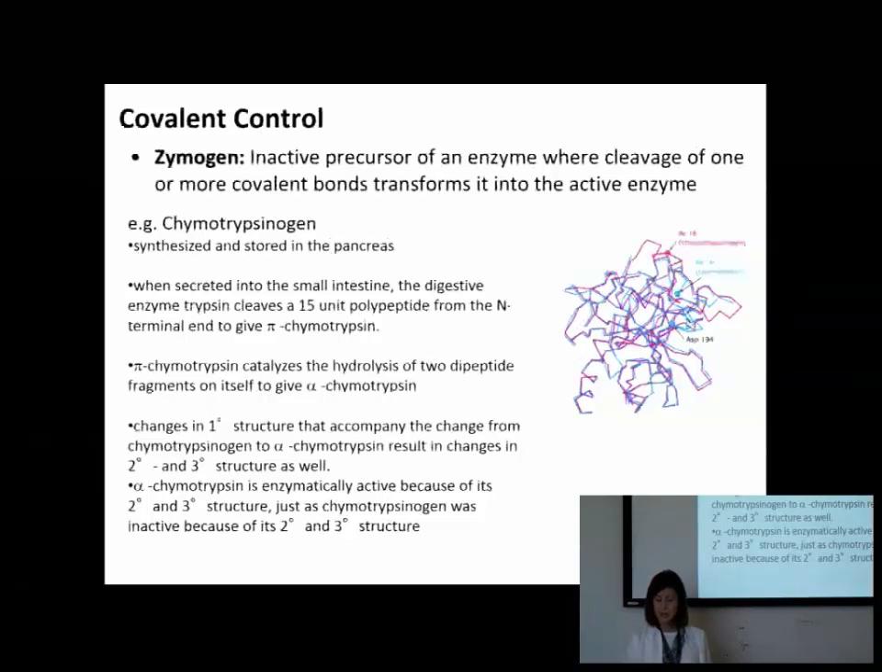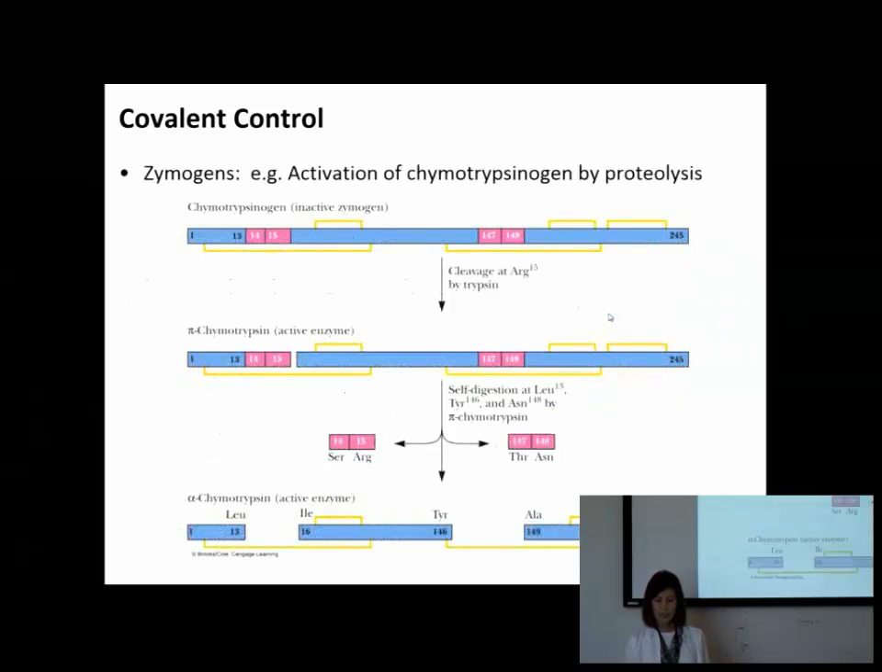So this is our amino acid chain, 245 amino acids in chymotrypsinogen. And trypsin cleaves at a certain spot. These yellow things are disulfide bonds. So it cleaves after this arginine that's at 15. So it's cleaved, but it's still attached. It's not like we're getting rid of part of it. It's still attached by a disulfide bond, but it's a different unit.